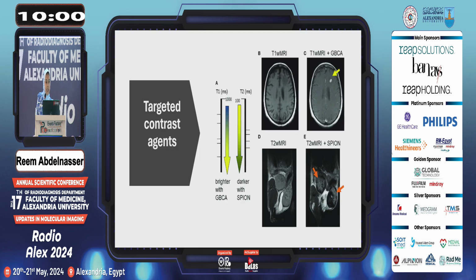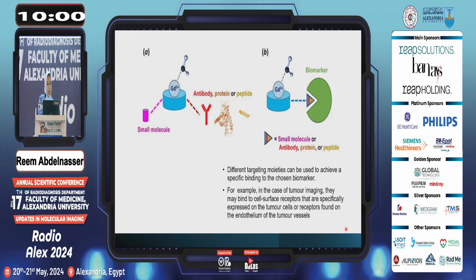biomarker. As we said before, the T1 weighted contrast agents will lead to enhancement in the lesion, whereas the T2 weighted MRI agents will lead to the suppression of the signal in the lesion. Different targeting moieties can be used to achieve a specific binding to a chosen biomarker. For example, in case of tumor imaging, they may bind to cell surface receptors that are specifically expressed on the tumor cells or the receptors found on the endothelium of the tumor vessels.